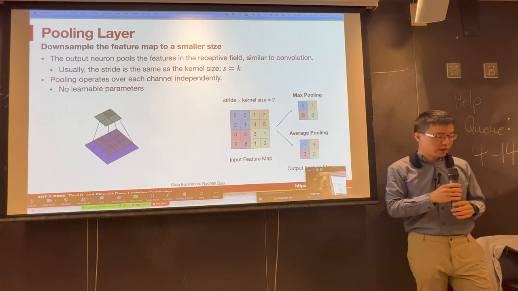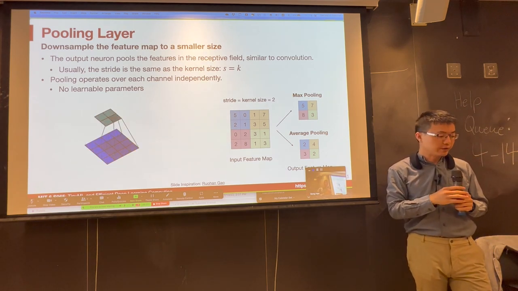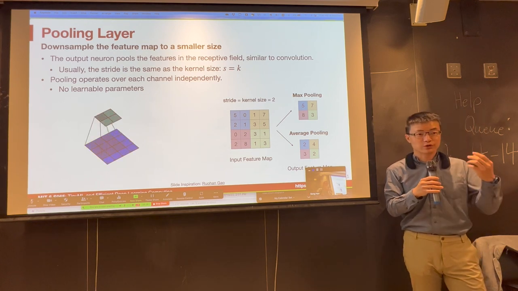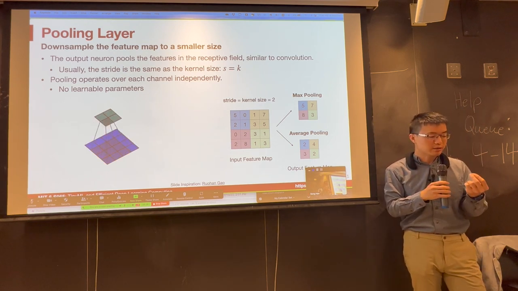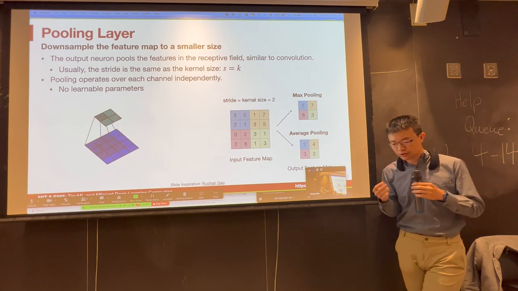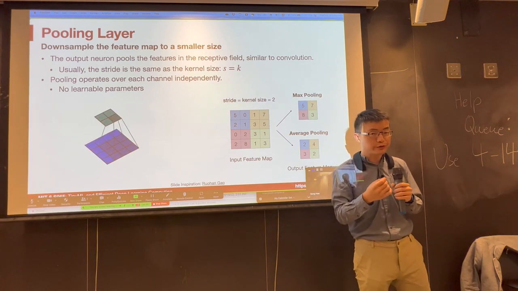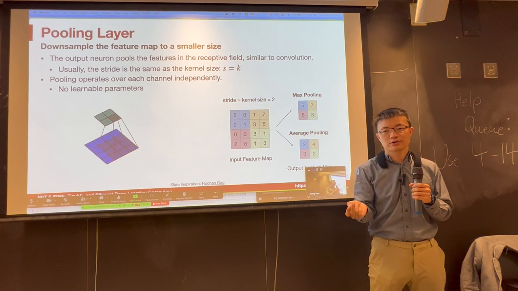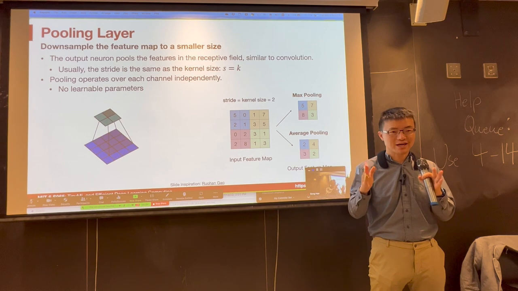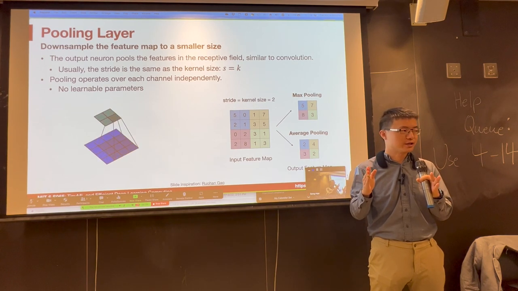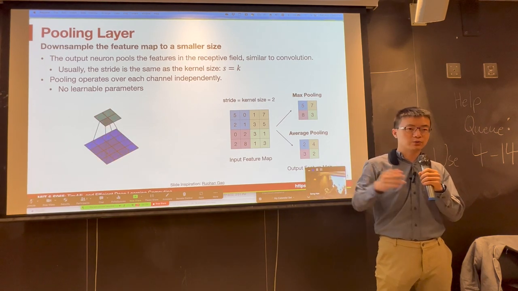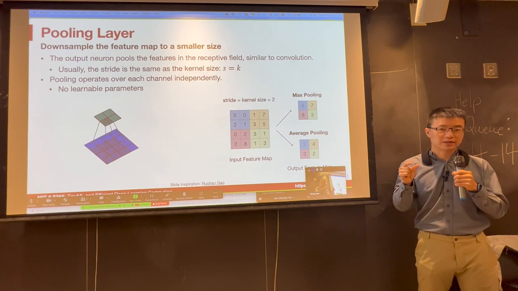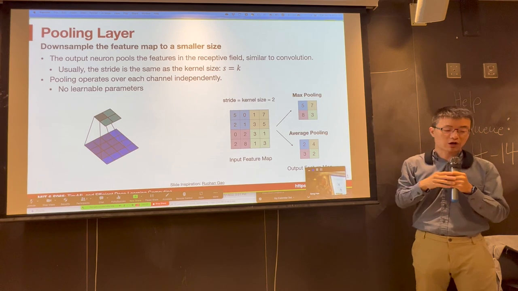Okay, so next, let's introduce the pooling layer. We want to downsample the feature map to a smaller size to reduce the amount of computation. In a convolutional neural net, usually as you get deeper and deeper, you have more and more channels, and you can imagine if we have the same resolution like 256 by 256, the computation will keep increasing. So we want to gradually reduce the size of the feature map by this pooling operation.